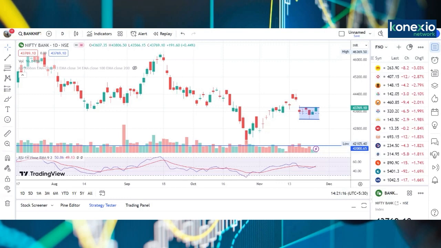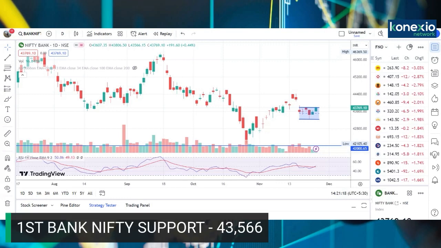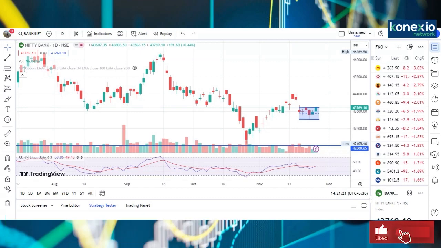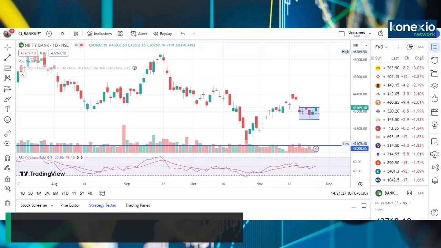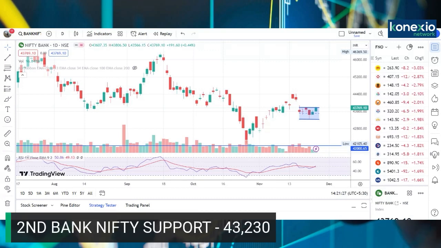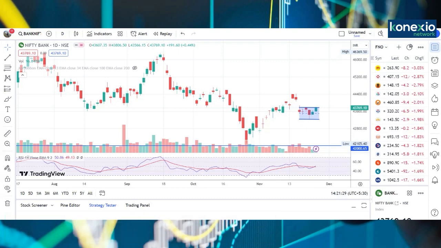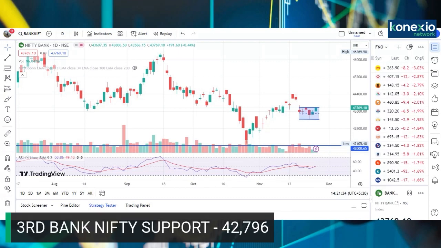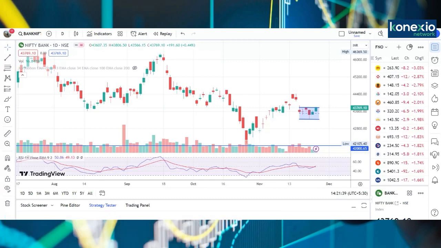So friends, now let us discuss the important supports and resistance levels in Bank Nifty for the next week. So first support in the Bank Nifty is placed around 43,566. Below that, the second support is placed at 43,230, and below that, the third support in the Bank Nifty is placed at 42,796. So these are the crucial supports in Bank Nifty.